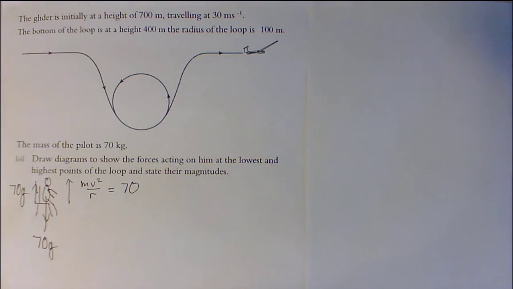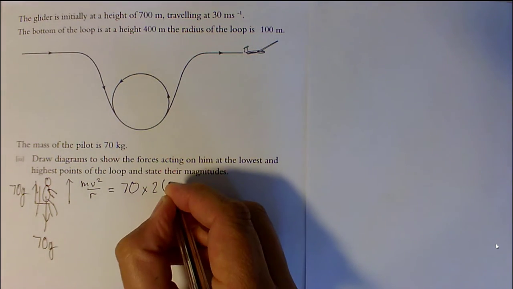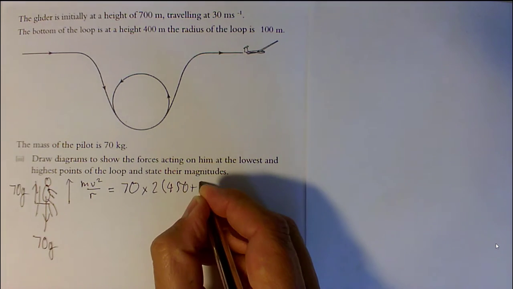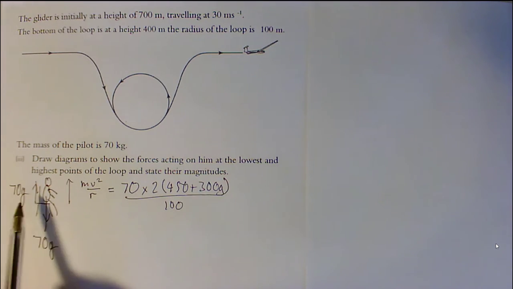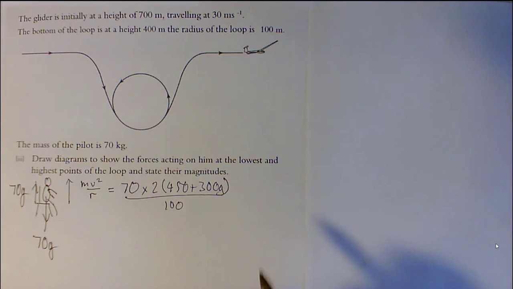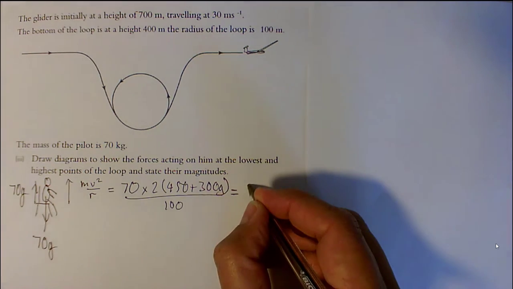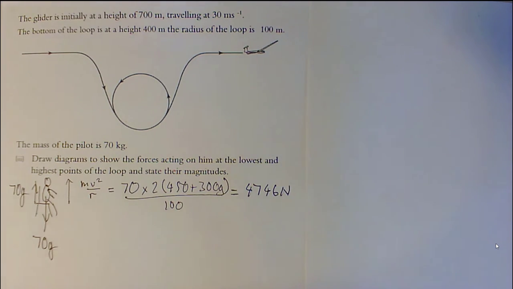Well, if you think back, at the base of the loop, the v squared figure was 2 times (450 plus 300g), and that's over 100. Therefore, the total reaction force of that pilot seat on the pilot is 70g plus all of that. Well, if we work that out, we get a total force of 4746 newtons relating to the circular motion.